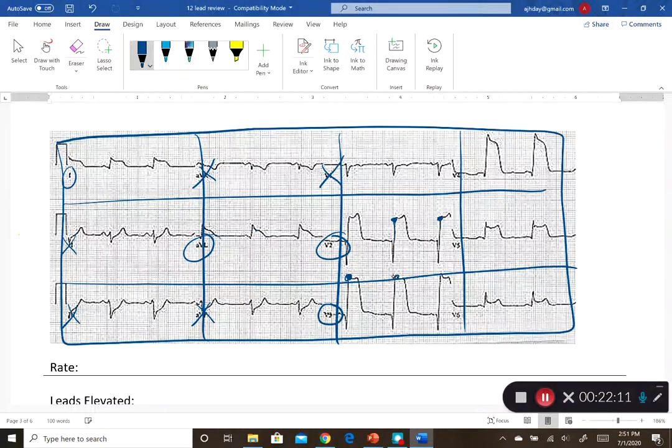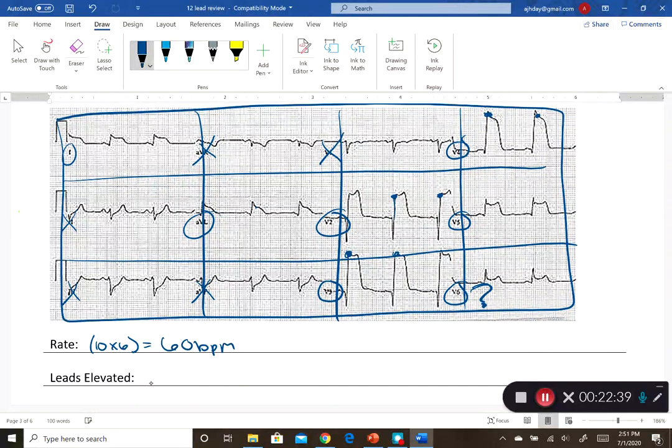V3, even higher, really, really bad. V4, really high on my J point. Have elevation in V5 and a little bit in V6. We'll just put a question mark there. My rate, I have 1, 2, 3, 4, 5, 6, 7, 8, 9, 10. So 10 times 6 gives us 60 beats per minute.